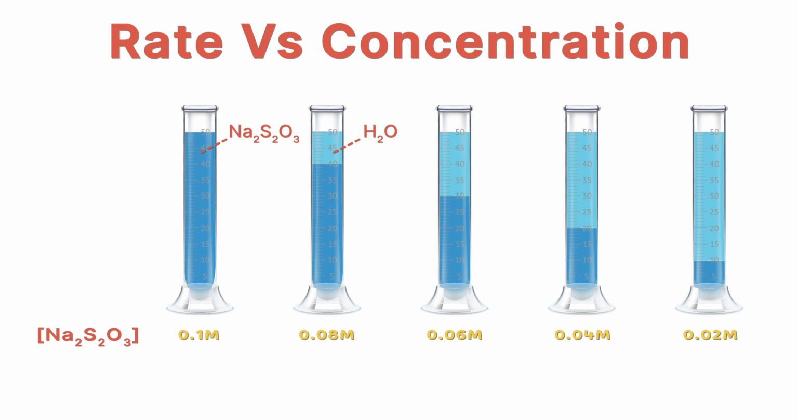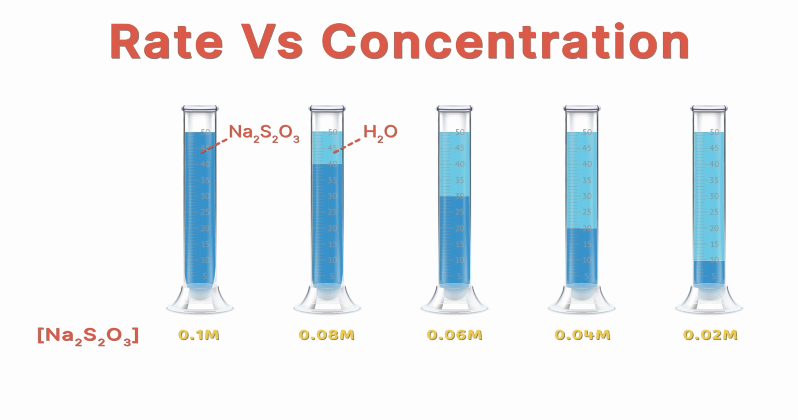Also, since we are measuring how long it takes for the cross to become obscured, remember that it is very important that we keep the total volume of the reaction mixture constant from one trial to the next, and that we use the same vessel. In this experiment, our thiosulfate solution will always have a volume of 50 centimeters cubed.